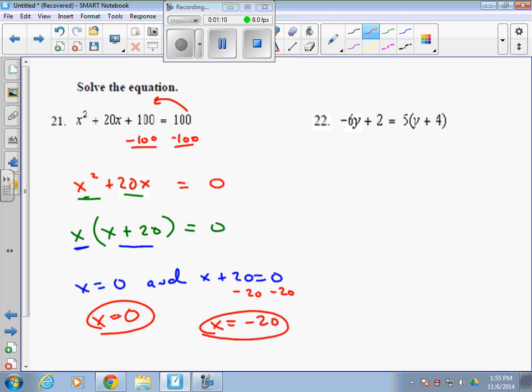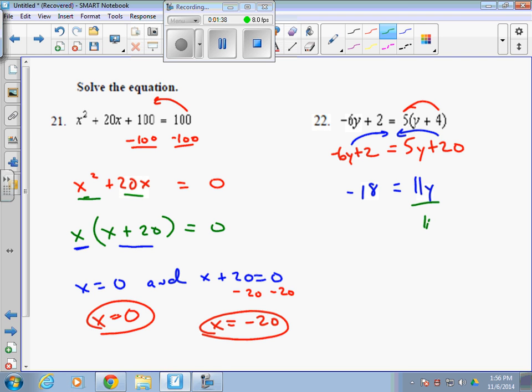Distribute this one over here, 5 times y and 5 times 4. Bring your smaller y over, negative 6y, by adding 6y. When you do that, you're left with 11y on the right. Bring the 20 over to the other side by subtracting 20. When you subtract 20 on the right and you subtract it on the left, 2 minus 20 is going to be negative 18. So you have 11y equals negative 18.